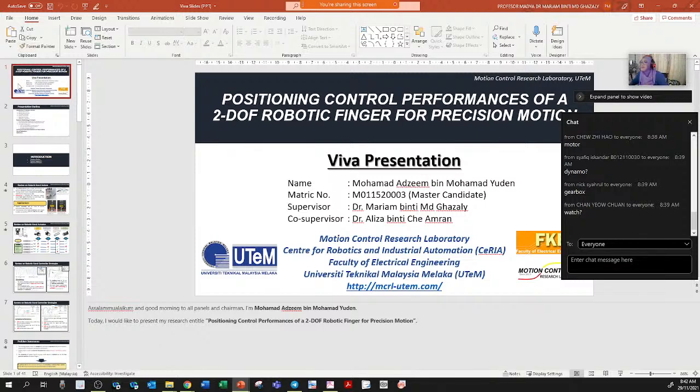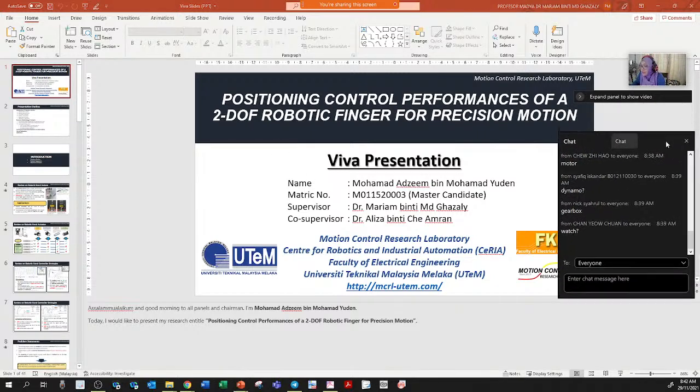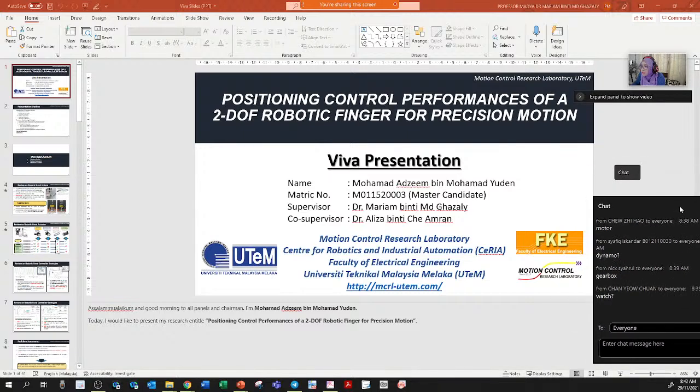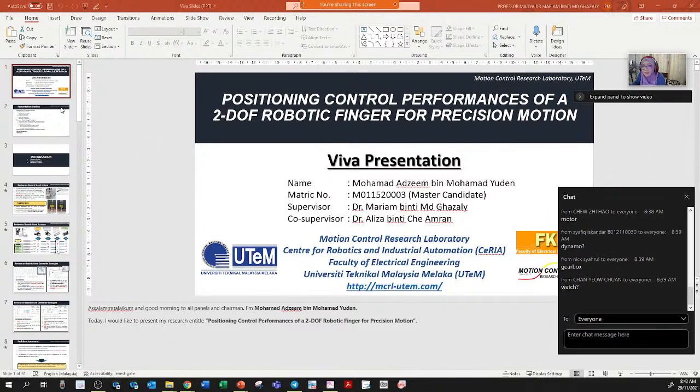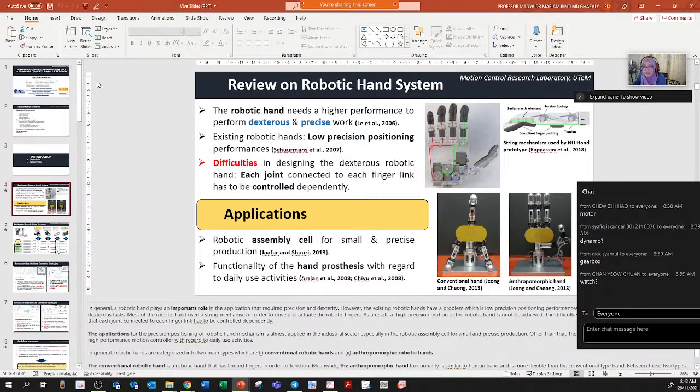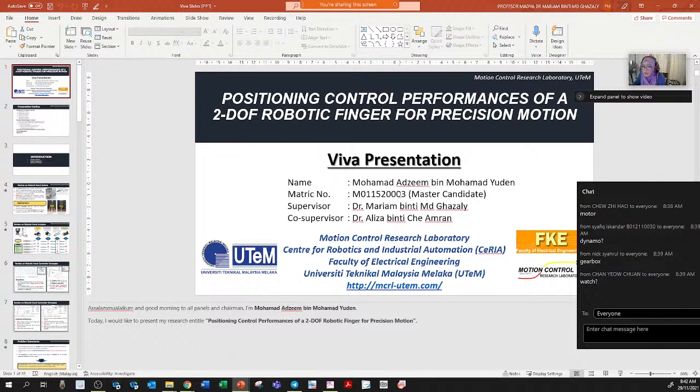Okay, so this is one of my students last time. He already graduated with a master's, Muhammad Azim. He did his undergraduate in Japan, and his master's he did under me. So, an example of bevel gear. His topic was on position controller performance of a 2DOF robotic finger proposition motion.